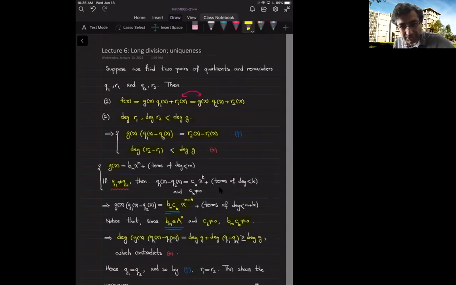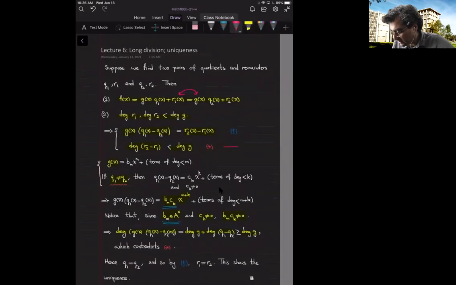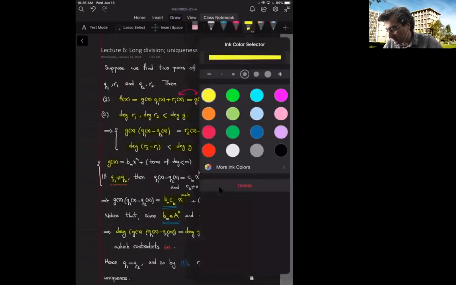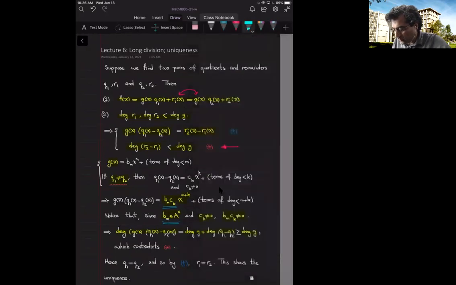But that's a contradiction because of this. It's supposed to be smaller than degree of g. So we get a contradiction. That means that this cannot happen. That means that q1 cannot be different from q2. So q1 is q2. When q1 is q2, again, I can go back to this equality and deduce that r1 is also r2. And this finishes the proof of long division.